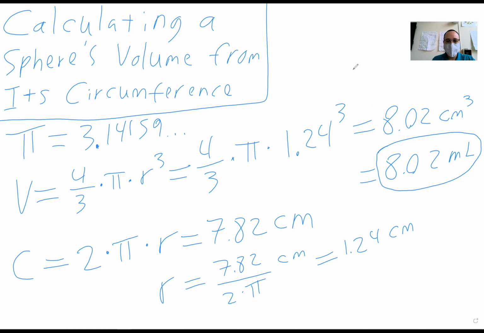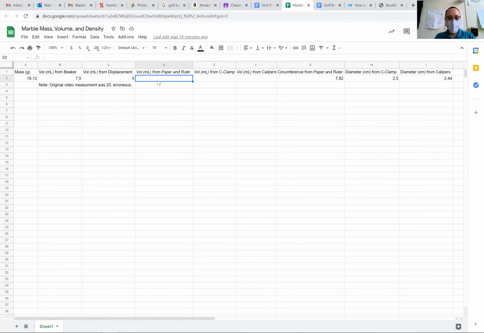So here we are with our data table. The volume from using our paper and ruler to get the circumference and then calculate the volume is 8.02 milliliters. Well, what about the volume from this C-clamp?